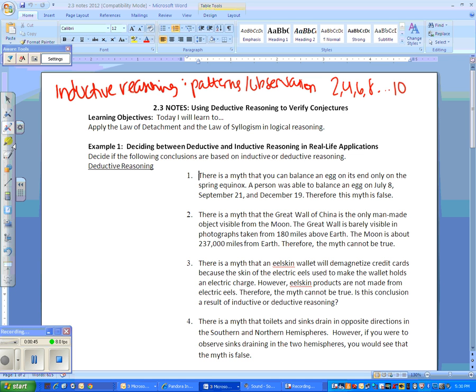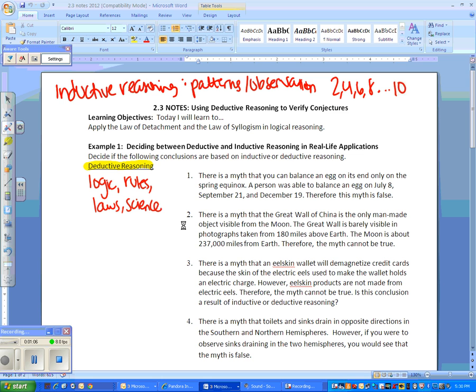Today we're going to start talking about deductive reasoning. Deductive reasoning is another form of logic. It's not where we use patterns and observations. It's where we use more logic, rules, laws, science. That's deductive reasoning.